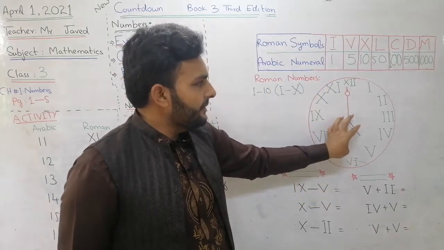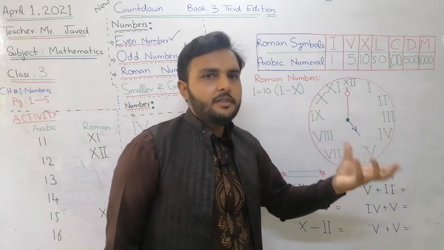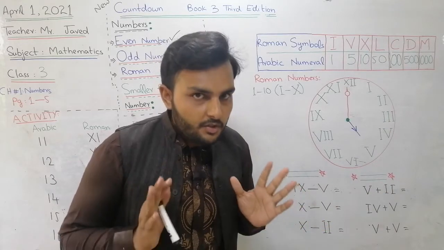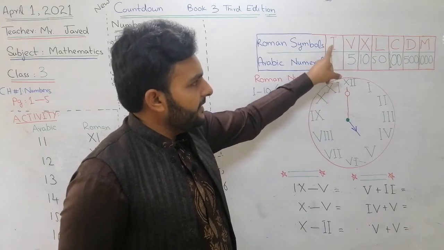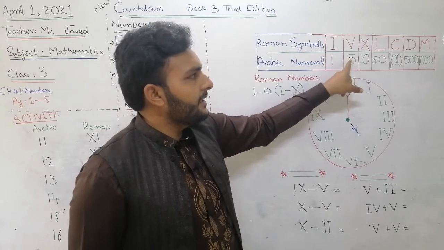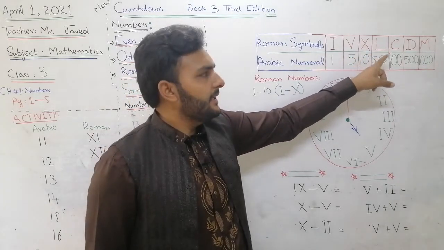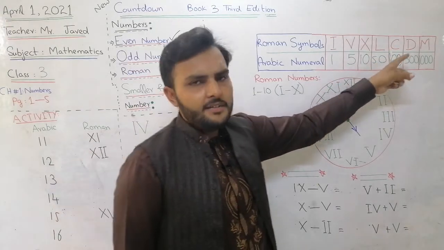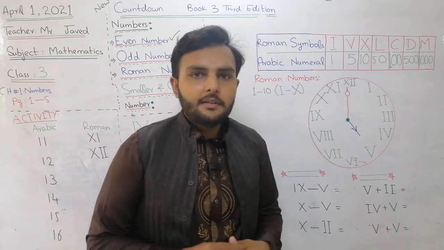I make a diagram like this. In this diagram of a clock, you will see what we are using in our daily life. This is not new for us. This symbol I is here for 1. This symbol V is here for 5. X is here for 10. L is here for 50. C is here for 100, and then D is here for 500, and M is for 1000.